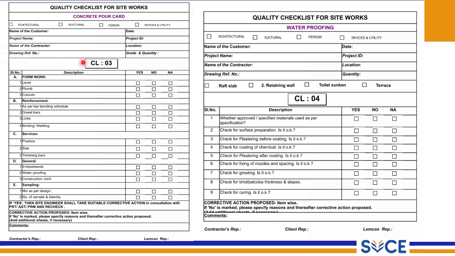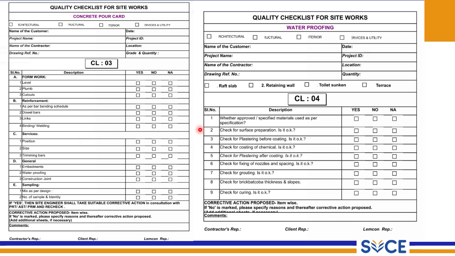For example, you can start off with formwork. Formwork means level, plumb, cutouts, and reinforcement. If they are saying it is as per the bar bending schedule, double bars, link, bridging, and welding. So all those things are covered here. And services, like size, trimming bars, and in general construction joint waterproofing. Sampling is also mentioned here, whether the mix is as per the drawings, design, number of samples, and identity.